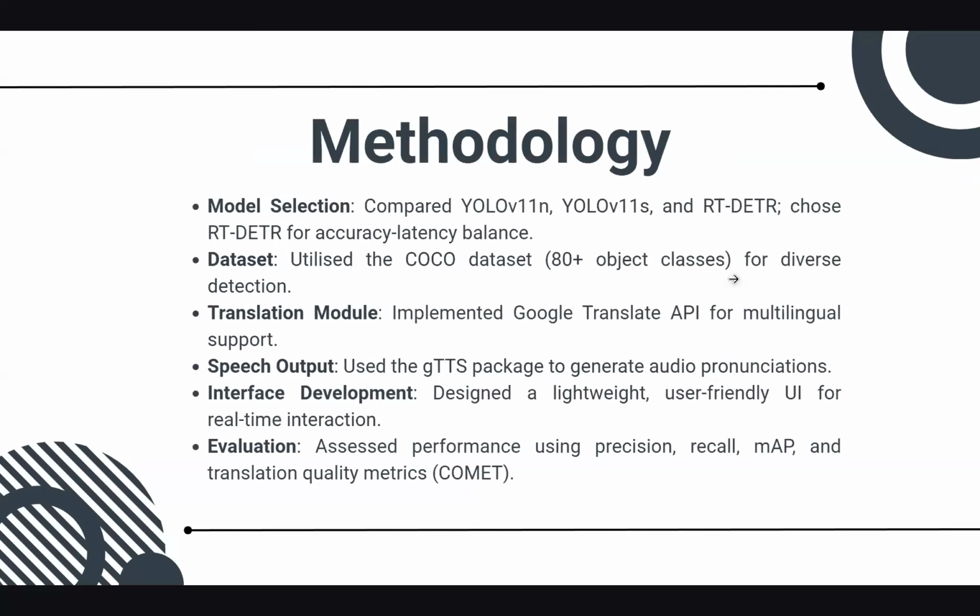Methodology. First, a comparative analysis between multiple models to choose one. Next, select a suitable dataset. We went with the COCO dataset by Microsoft, which has 80 plus object classes, which diversifies the learning. Next, the translation model. We want something that is very lightweight and easy to use. Similarly, we went with the gTTS package from Python, which also gives us our speech output. Then build a very simple interface that is accessible to anyone, and evaluation.